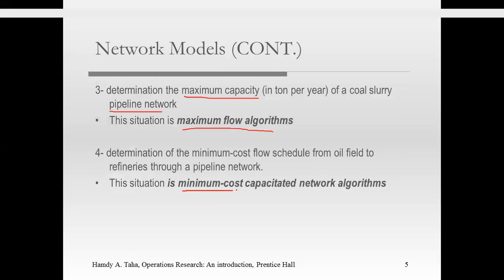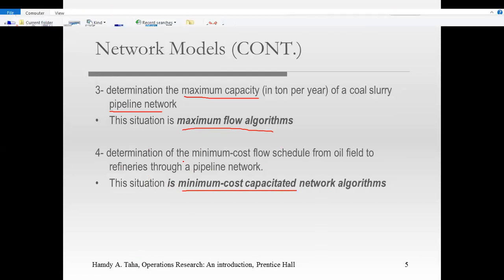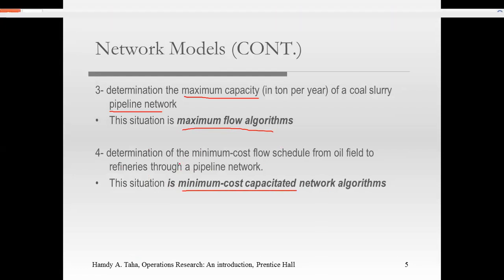And then situation number 4, the algorithm is minimum cost capacitated. The situation for this algorithm is to determine the minimum cost flow schedule from oil fields to refineries through a pipeline network. So you see all of these problems deal with networks. That's why we use network models. Remember, a network consists of nodes and arcs.